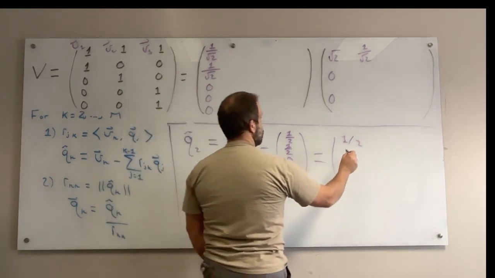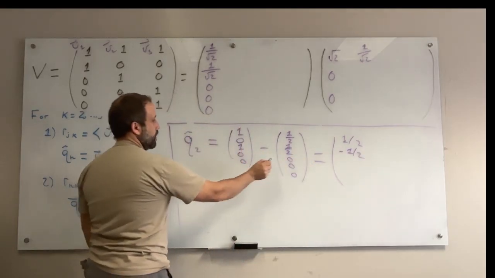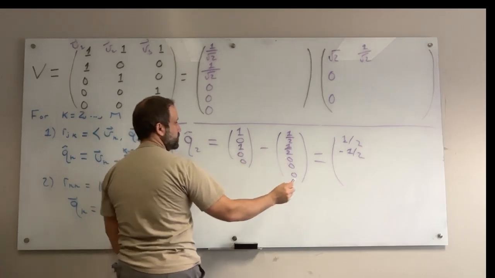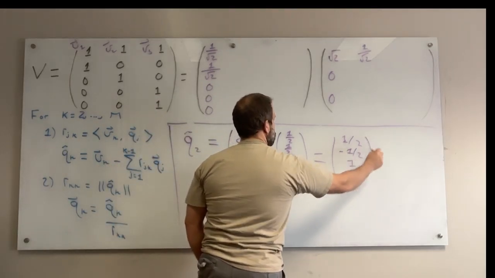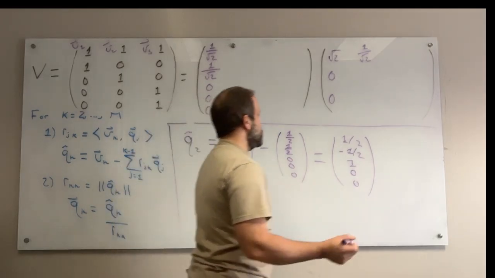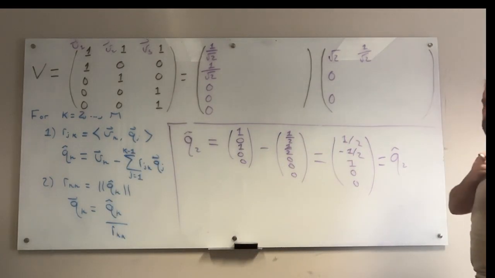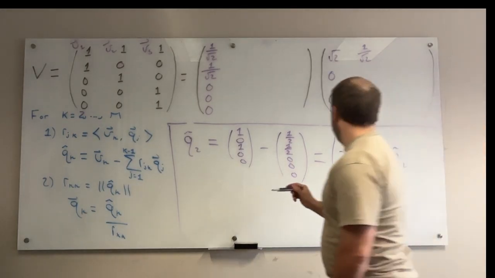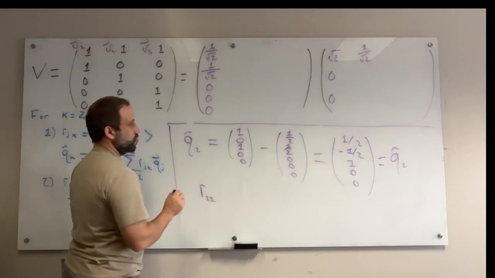Okay, now I'm going to do this subtraction. 1 minus 1/2 is 1/2. 0 minus a half is minus a half. 1 minus 0, so they're not lined up exactly right, 1 minus 0 is 1, and the bottom entries are going to be equal to 0. Okay, so this is Q2 hat. All right, so now we need to compute R22, which is the norm of this vector.